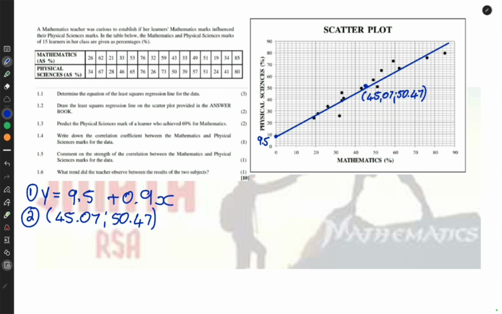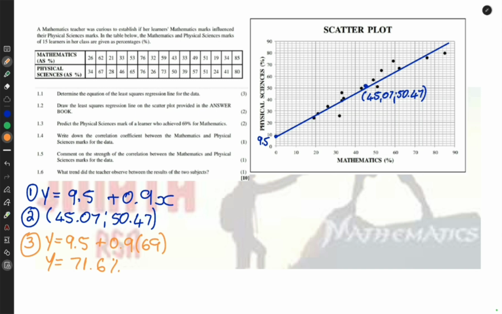Predict the physical science mark of a learner who achieved 69% for mathematics. To be accurate, you are going to take your equation and sub in 69 in the place of x. My calculator tells me the answer is 71.6%, because this is all about marks. Write down the correlation coefficient between the mathematics and the physical science marks.